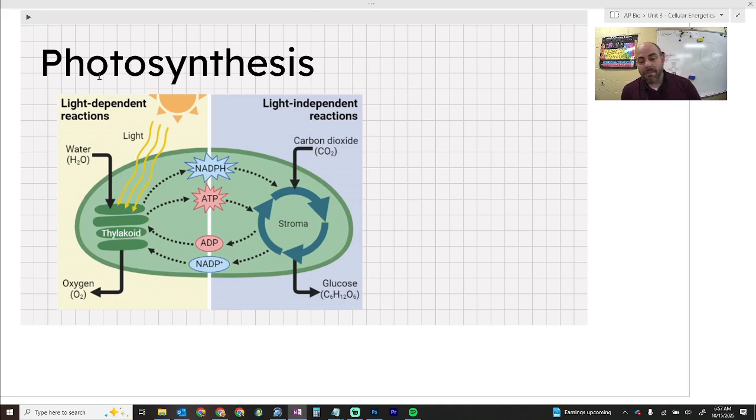And you can see some other things that are going on there. They're cycling in the middle of this. This is a picture of a chloroplast. You have some NADPH, and some ATP, and some ADP, and some NADP plus. So those things are also important.